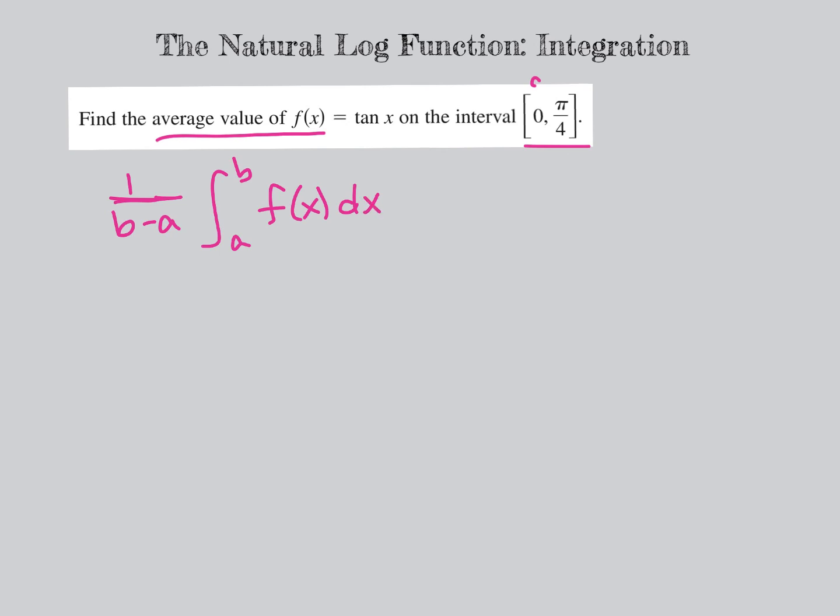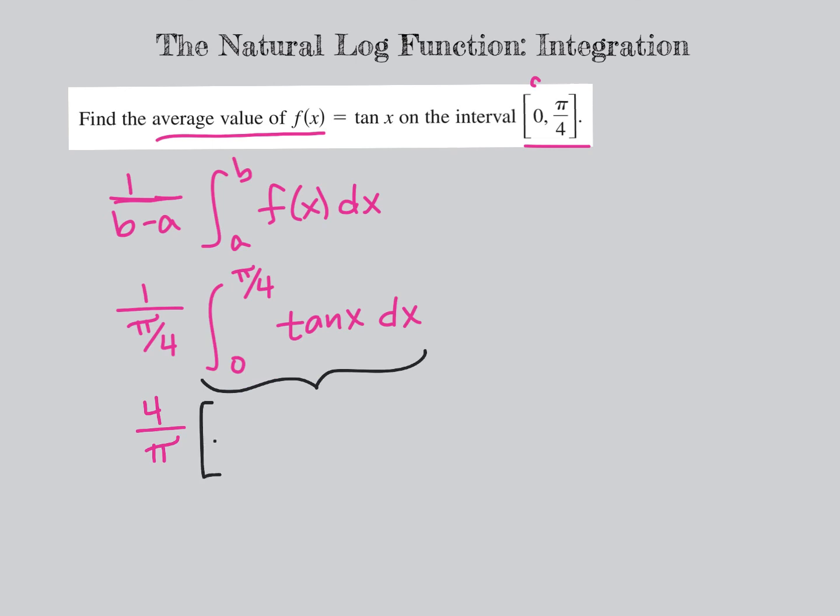So we're going to have 1 over pi over 4 minus 0, so 1 over pi over 4 times the integral from 0 to pi over 4 of the tangent of x dx. We just learned that the integral rule for the tangent of x dx is negative the natural log of the absolute value of the cosine of x. The first thing I'm going to do here is simply write this as 4 over pi to make it less crazy. And then next, we can rewrite this.